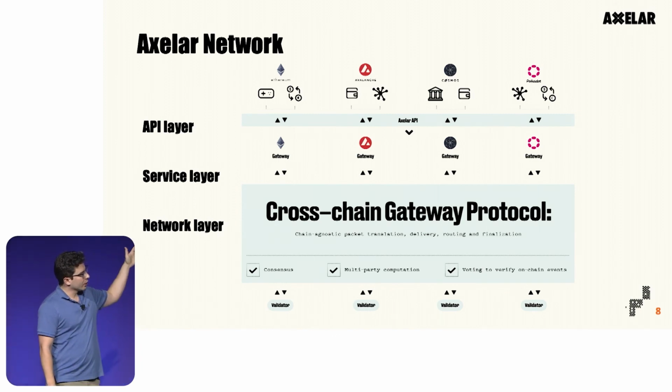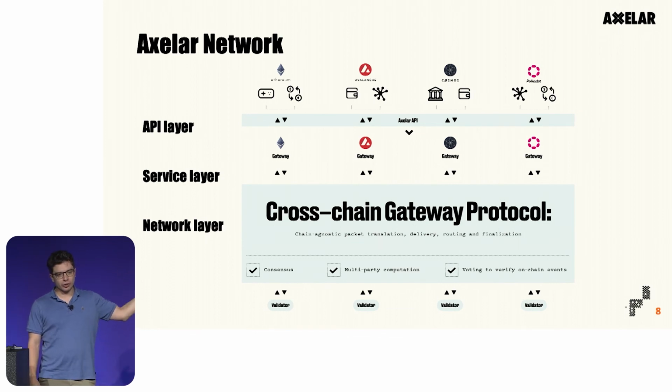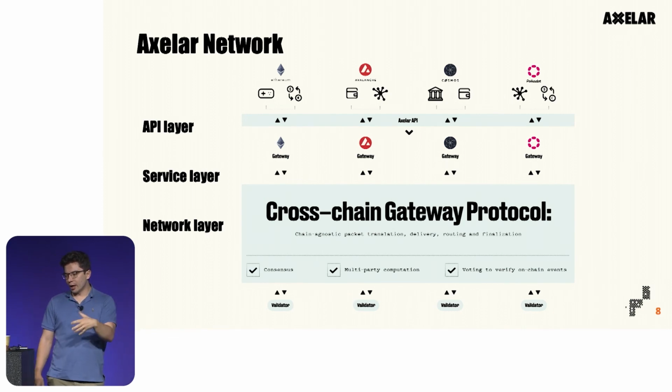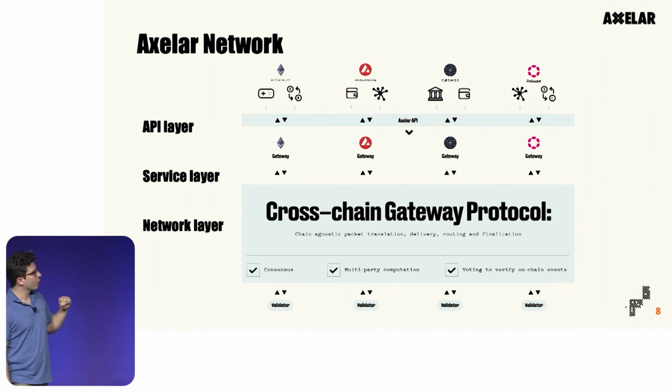The architecture itself has 3 different layers. At the very bottom of it is what we call the network layer, which is the Axelar network itself that's responsible for secure cross-chain message delivery and routing. So figuring out how do I go from chain A to chain B to be able to execute that payload in a secure way is what the network will be responsible for.